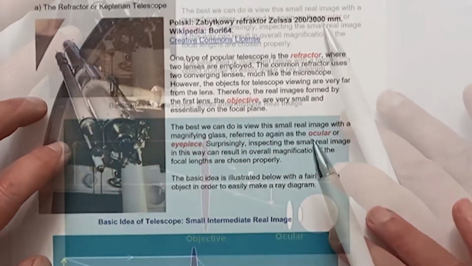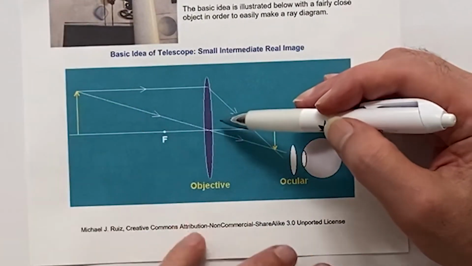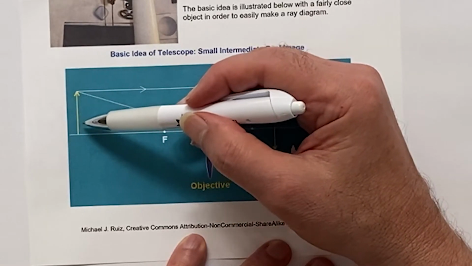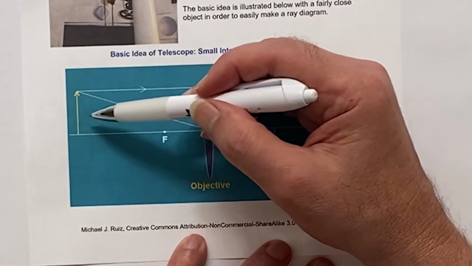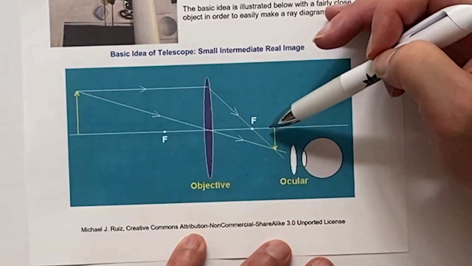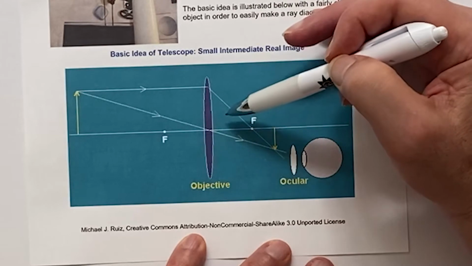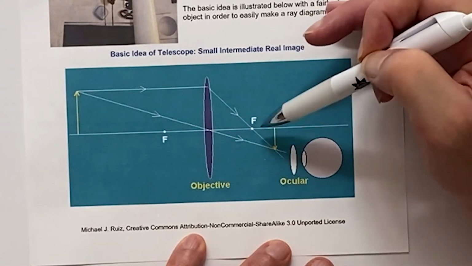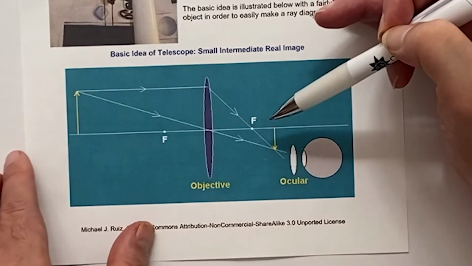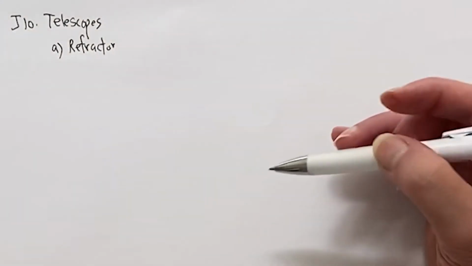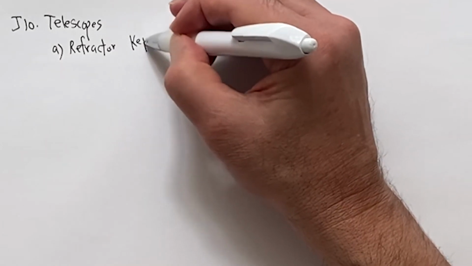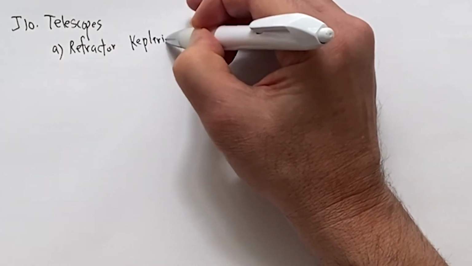But the idea here, if you look at the telescope, is that objects can be far away, like the moon or stars, so you have no control over that. But the principle is going to be the same. We're going to look at a magnification based on using a magnifying glass. And let me show you how this idea works. This is also called the Keplerian Telescope, after Kepler.